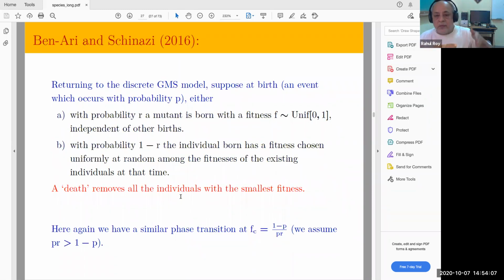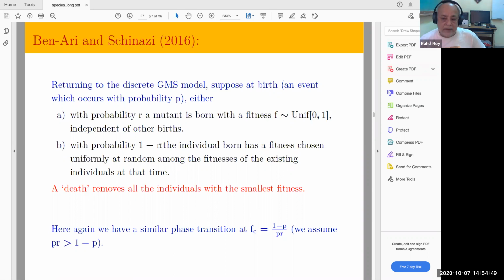So that is the original GMS model, and then it was in 2016, and the starting point of our work is this Benari and Schinazi model. So what they do is, return to the discrete model. Suppose at birth, which occurs with probability p, remember with probability 1 minus p there's a death, and the least fit individual is taken off. But suppose at birth, with probability r, a mutant is born with a fitness f, independent of other births.